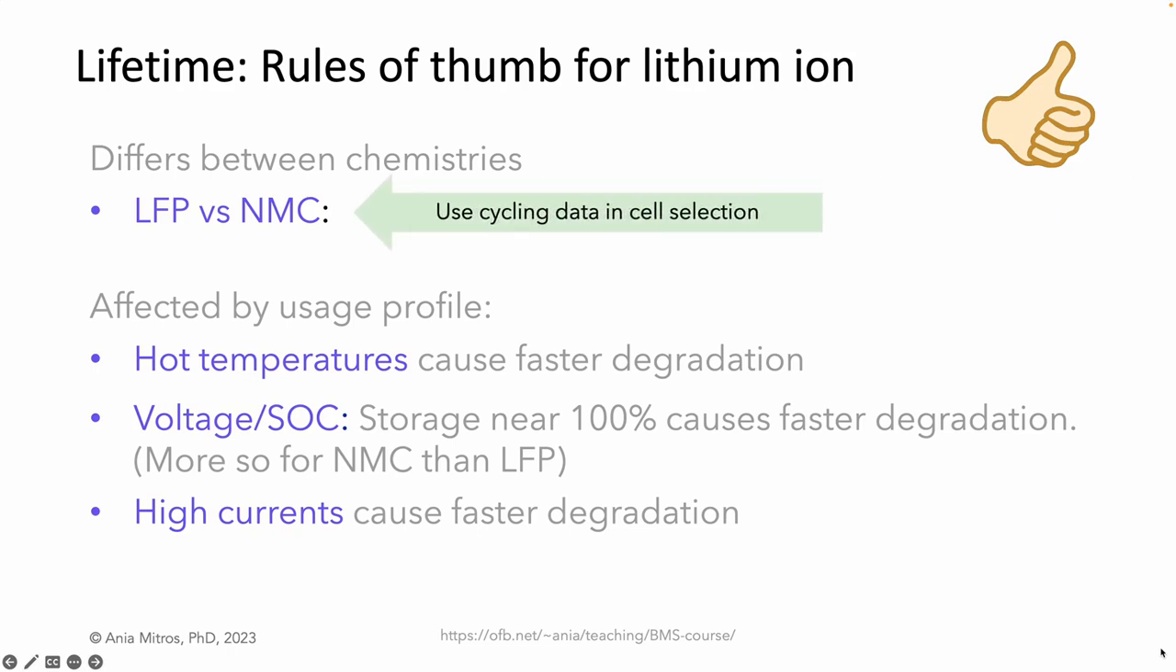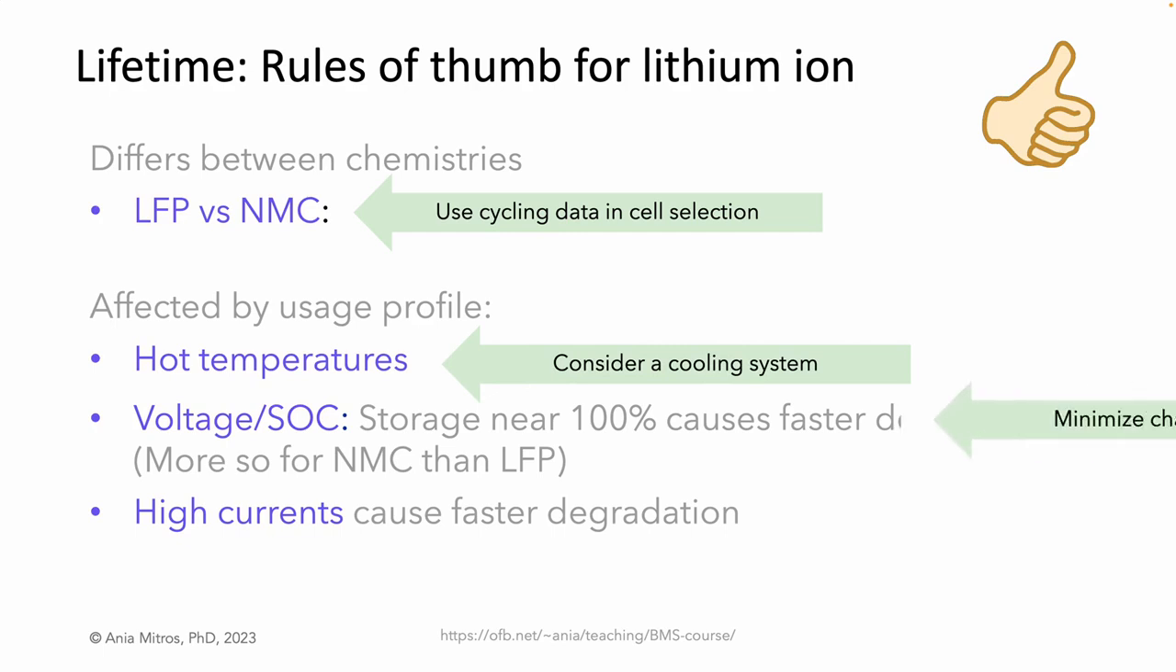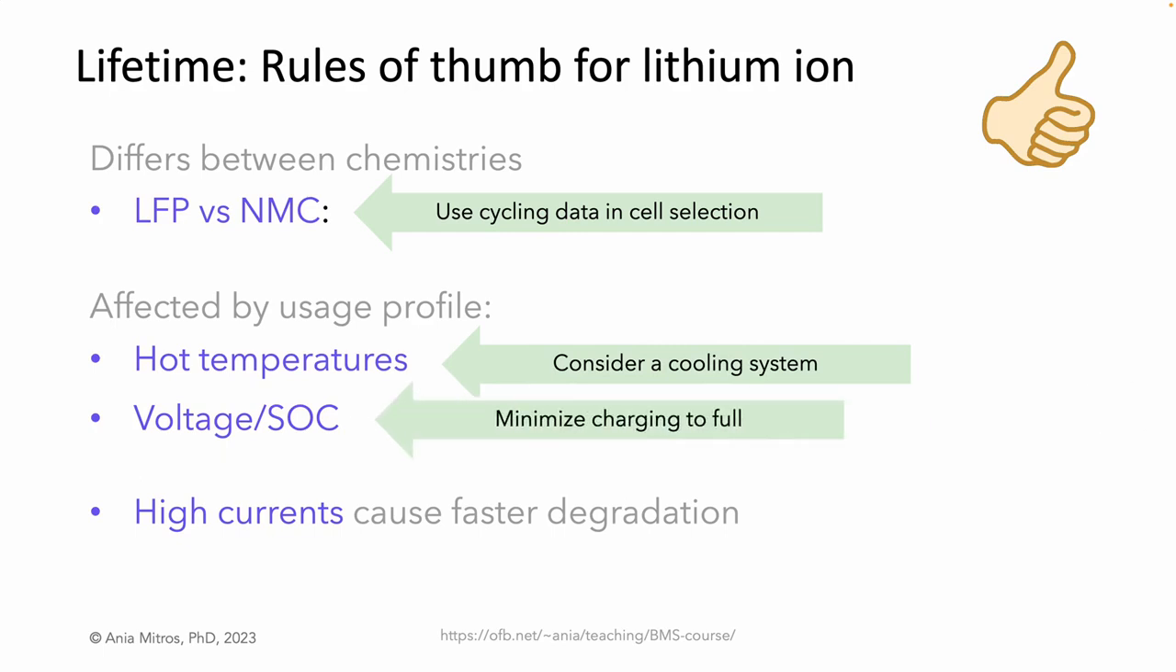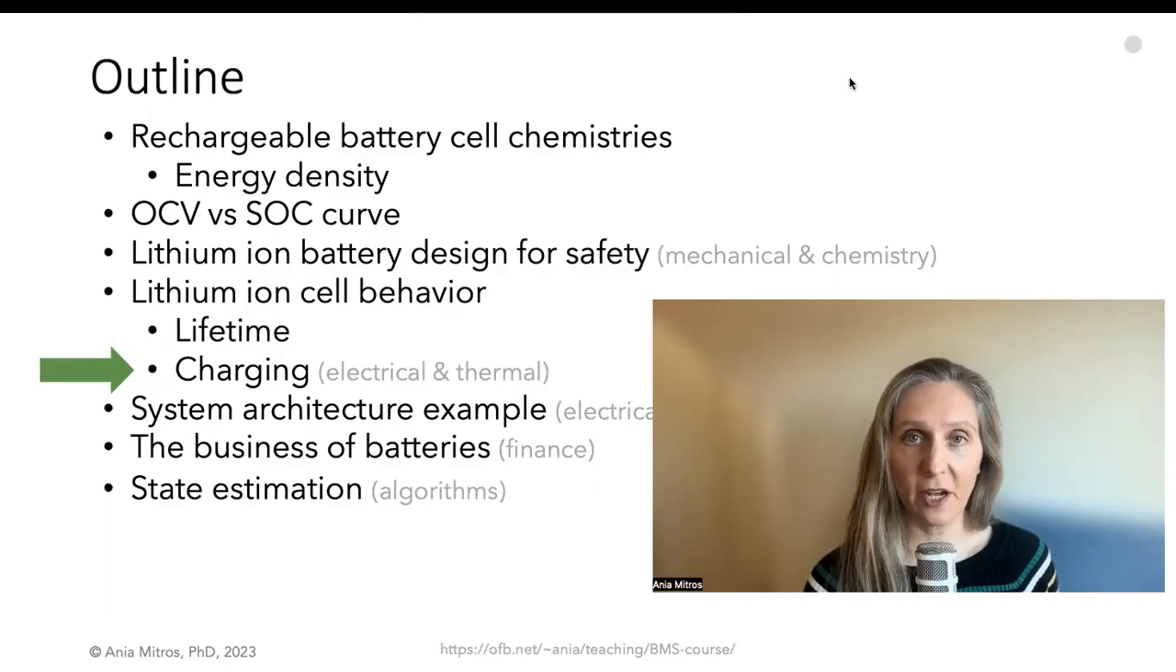When choosing which cell to use, ask the manufacturer for their cycling data or collect your own to ensure that the cell is appropriate for your application. Specify an appropriate cooling system. Minimize charging to 100%. High currents also reduce lifetime. Be mindful when deciding whether to fast charge and how fast exactly and how often. In this section, we'll discuss charging.